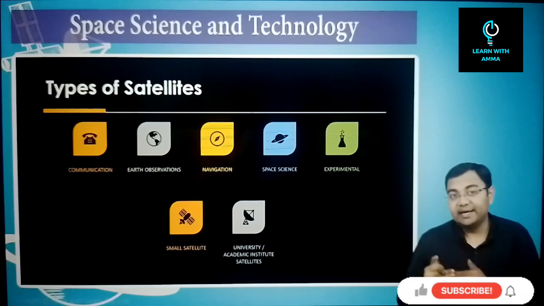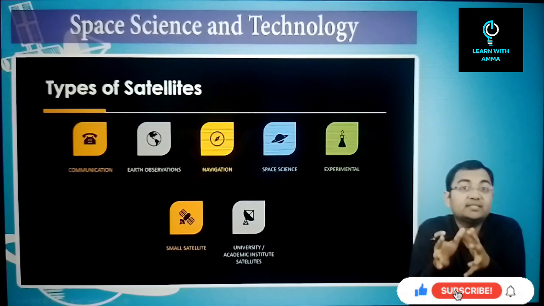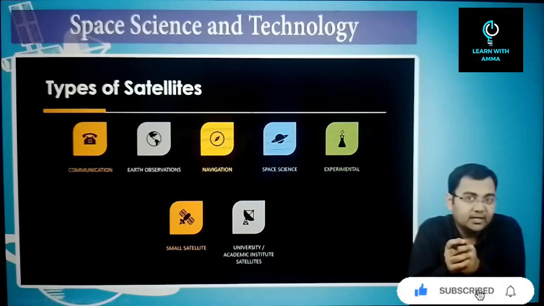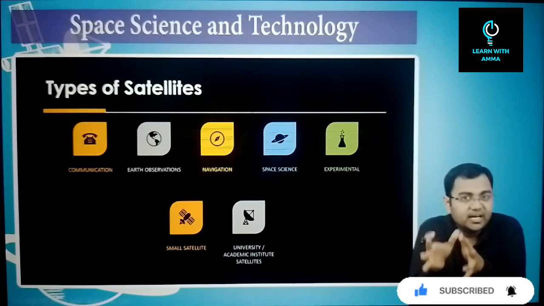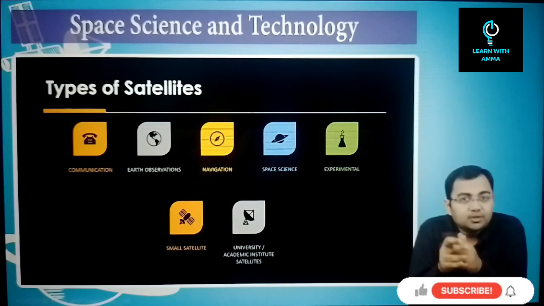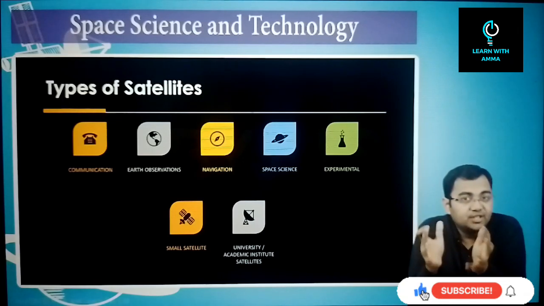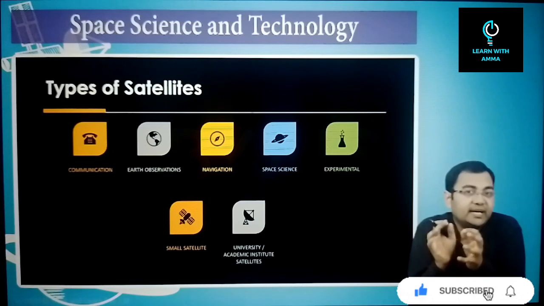Now we are entering the next part of our discussion, and in this section we are going to discuss various kinds of satellites that India has. And all these are the satellites, the way the classification has been done by the Indian Space Research Organization, ISRO. So let's try and understand what the various application areas are and how we classify all the various kinds of satellites that India has.